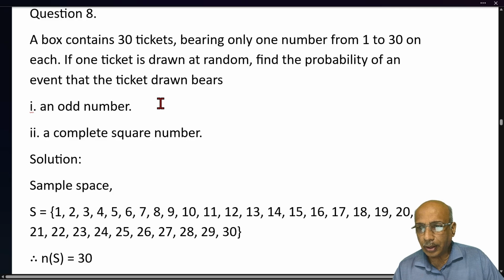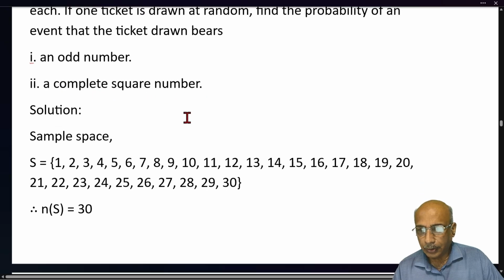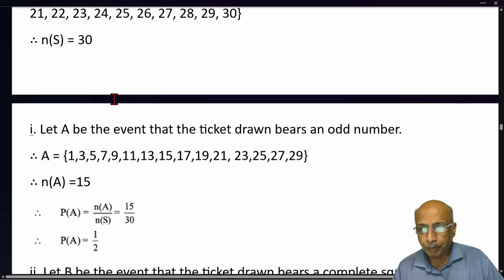Next question. A box contains 30 tickets bearing only one number from 1 to 30 on each. If one ticket is drawn at random, find the probability of the event that the ticket drawn bears an odd number, and the event that it bears a complete square number. Sample space will be S equals numbers from 1 to 30. So n of S equals 30.